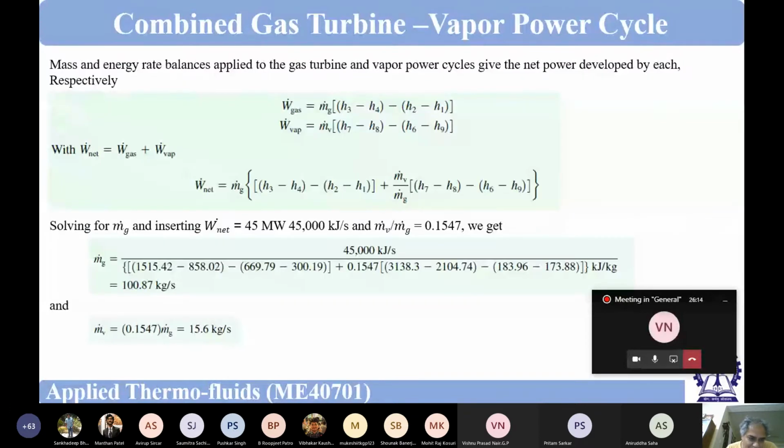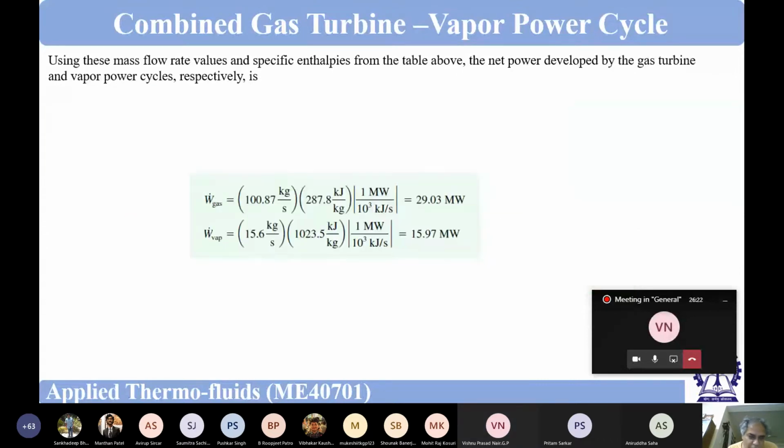We have to convert it to megajoule, so how much megawatt will it be? 84.5. And how much power have we got? Power we have got 45. So 45 divided by 84.5 is how much? 0.553, that is 55.3%.